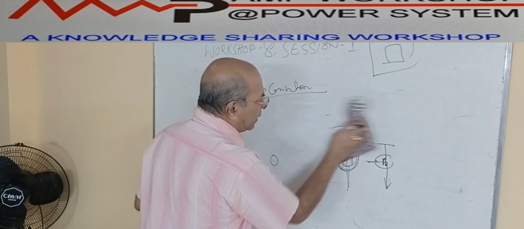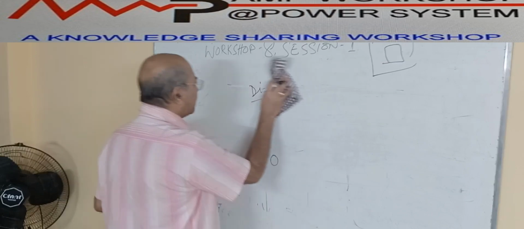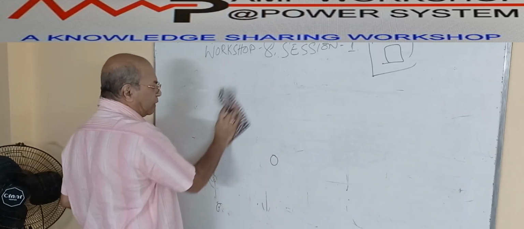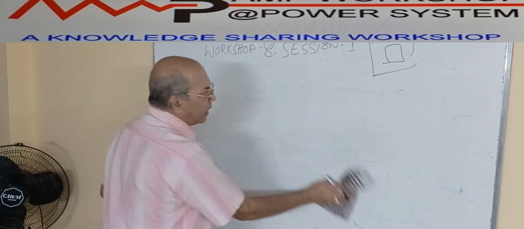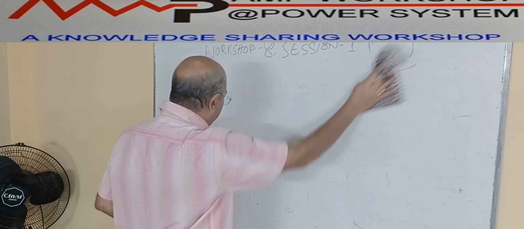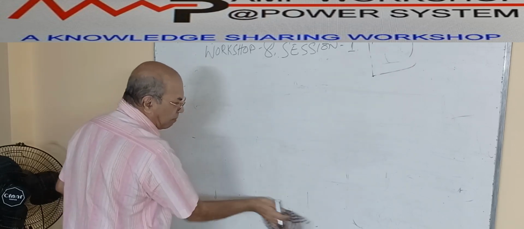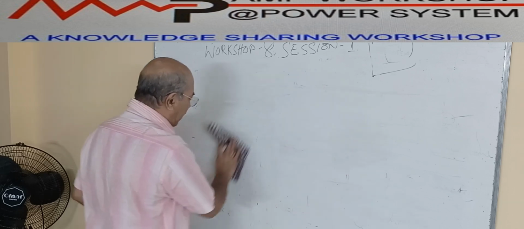So from the layout it is clear that each breaker has one isolator, earth switch, and that isolator status is required to be monitored before closing the breaker. Now this is for the medium voltage switchgear, there is only one isolator.